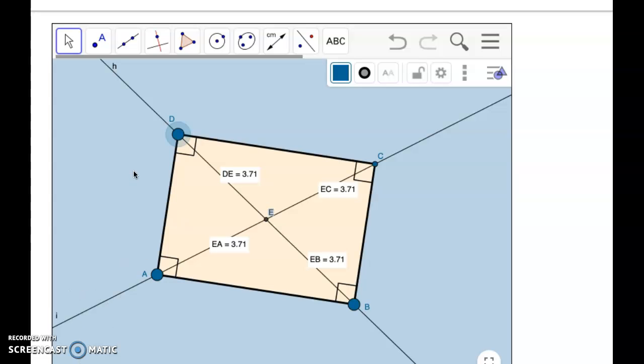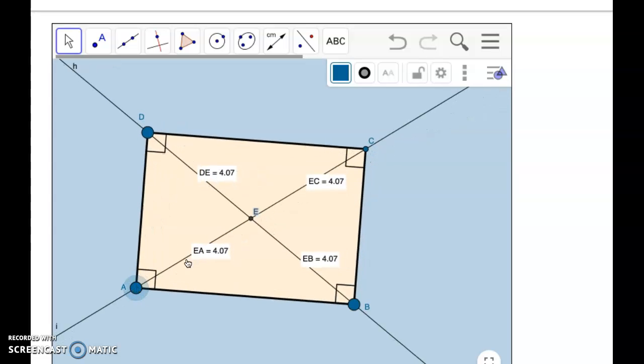So your 2 new rules, we'll call them properties. Property number 1, diagonals are congruent to each other. Property number 2, all the angles inside of a rectangle are 90 degrees, or congruent to each other. All right, so we're going to practice this a little bit.